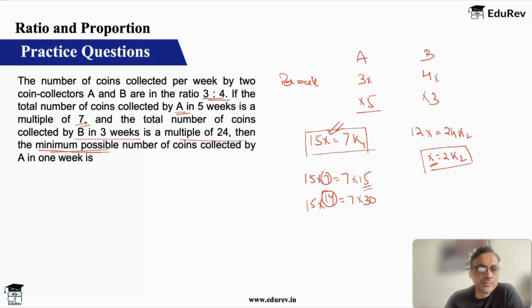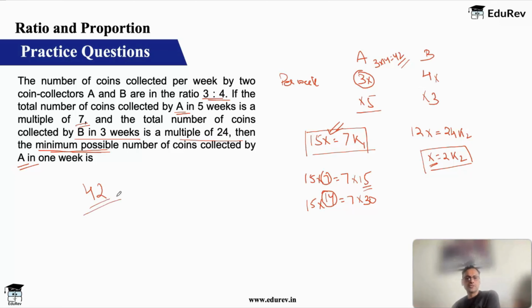So the minimum possible number of coins collected by A in 1 week is 3 into 14, that is 42. So the answer is going to be 42. Okay, so 42 is the answer for this question. Simple question, you can see how easily this can be done.